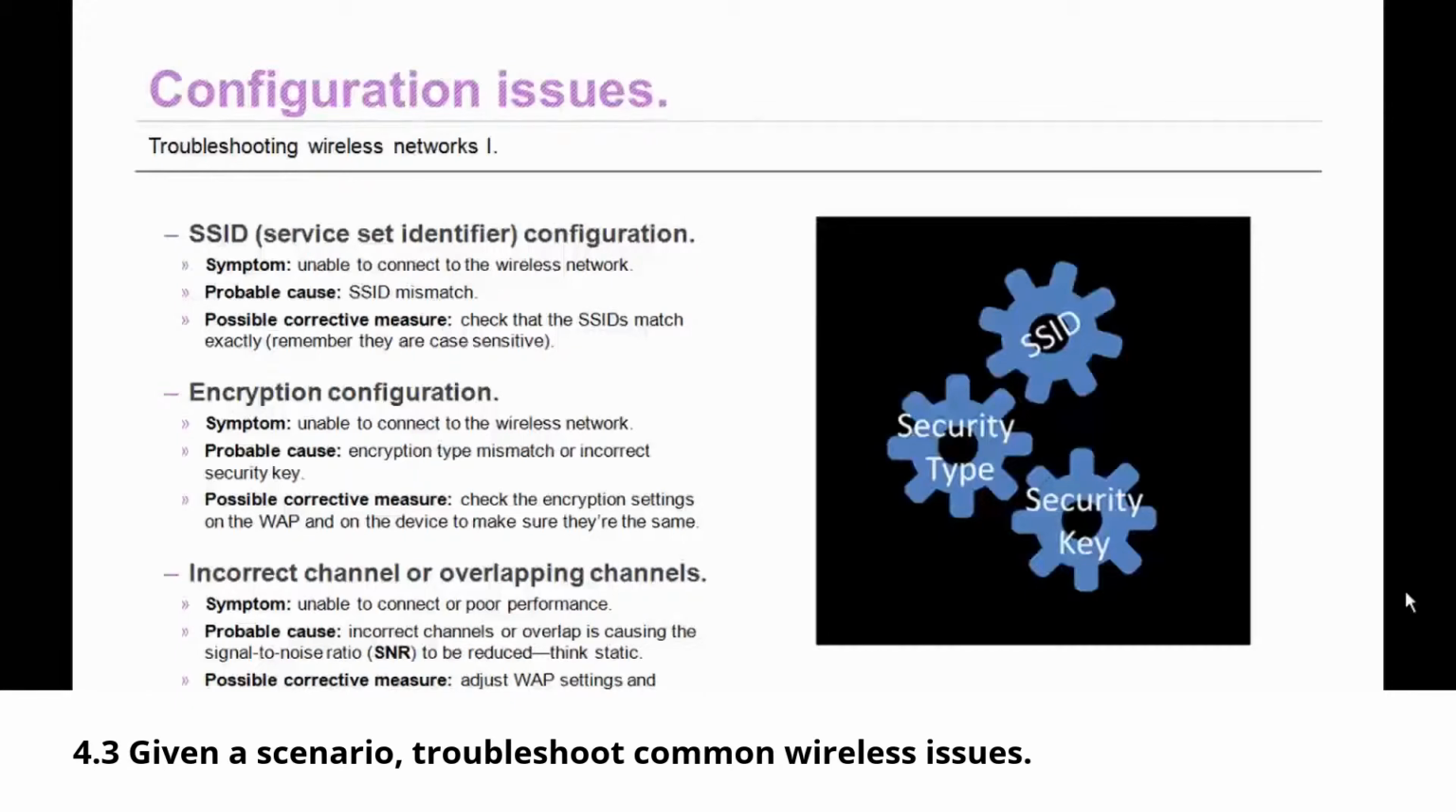Another configuration issue that can cause problems is an incorrect channel or overlapping wireless channels. The symptom is that the user is unable to connect or the wireless network has very poor performance. The probable cause is either incorrect channels or the overlapping channels is causing the signal-to-noise ratio to be reduced. That's the SNR. The possible corrective measures include adjusting the LWAPP settings and device settings so that they're using the same channel. Hint, there are only 3 available non-overlapping channels on the 2.4 gigahertz radio frequency.